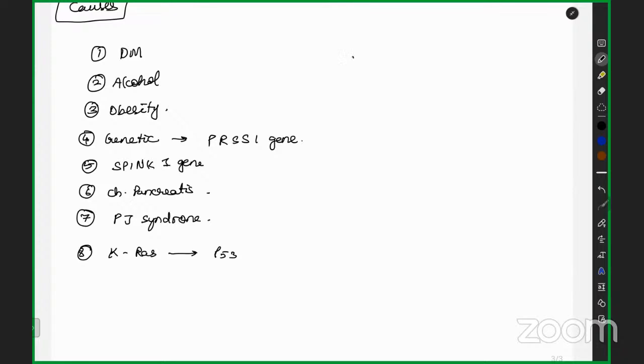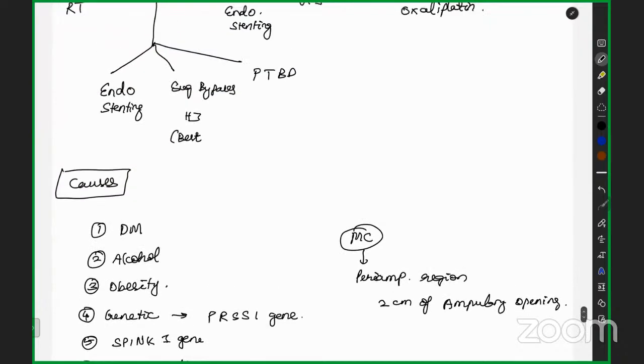And the most common place where you can have it is the periampullary region, within 2 centimeters of your ampullary opening. That is the place where you can most commonly get CA pancreas. Okay, guys. For a resectable tumor, you're going to perform Whipple surgery. If it is unresectable, you're going to carry on with palliative management.